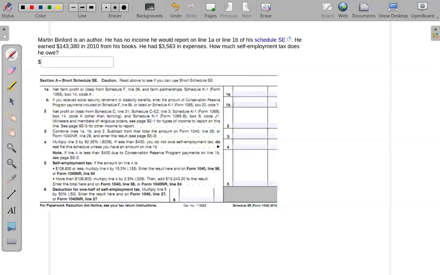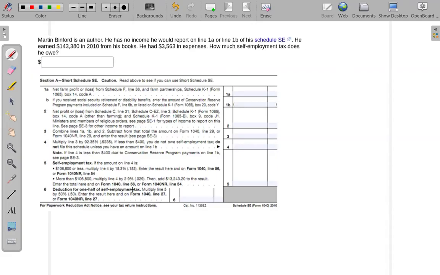Martin Binford is an author. He has no farm income. He would report on line 1A or 1B of his Schedule SE, which is linked here, or most of which is shown below. He earned $143,380 in 2010 from his books. He had $3,563 in expenses. How much self-employment tax does he owe?